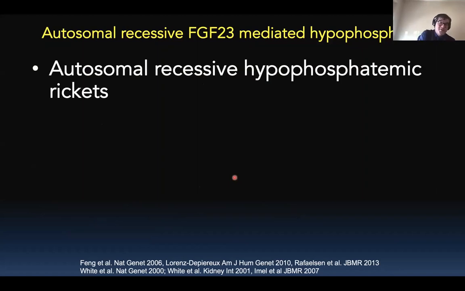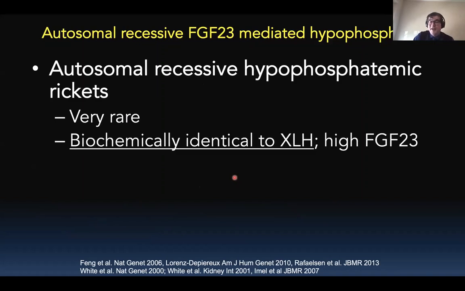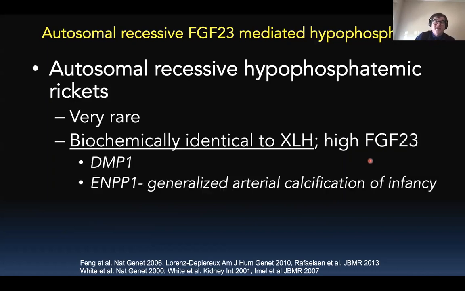There are a few autosomal recessive forms of hypophosphatemia, and they are very rare and biochemically look like XLH, or at least the FGF23 mediated ones do. And that's because they're mediated by high FGF23 production. There are three main genes noted here. One is DMP1. One is ENPP1, which is associated with generalized arterial calcification of infancy, but some of those patients develop hypophosphatemia due to high FGF23 levels.